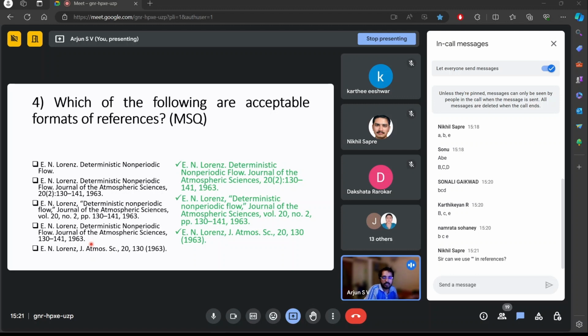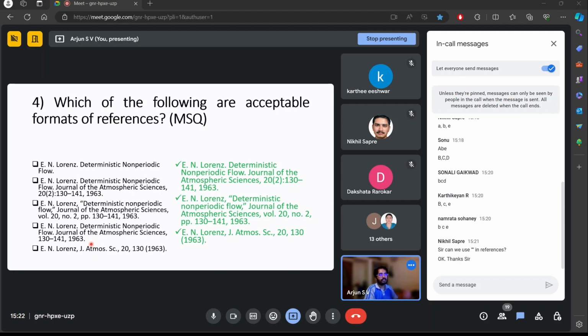Nikhil Kessler, can we use double quotes in references? You can absolutely use them. Sometimes people get confused between the article name and the journal name. So in that case, what people do is they put double quotes around the article name. So double quotes are perfectly fine, but double quotes should not be around the entire reference. It should be around only the article name. I hope it's clear. I don't know whether single quotes can be used, but people normally use double quotes. Some journals allow the use of double quotes in references. Single quotes, I am not sure of.